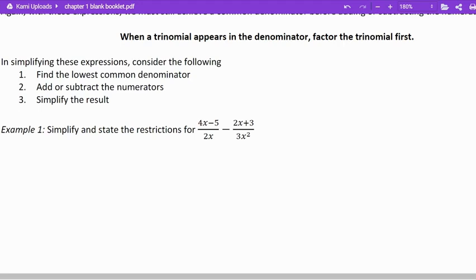So in those thinking inquiry questions, do the same thing you've been doing in your homework, right? Factor, factor, factor. So when you see a trinomial, factor it. Okay, must factor. You see a binomial, try to factor it.